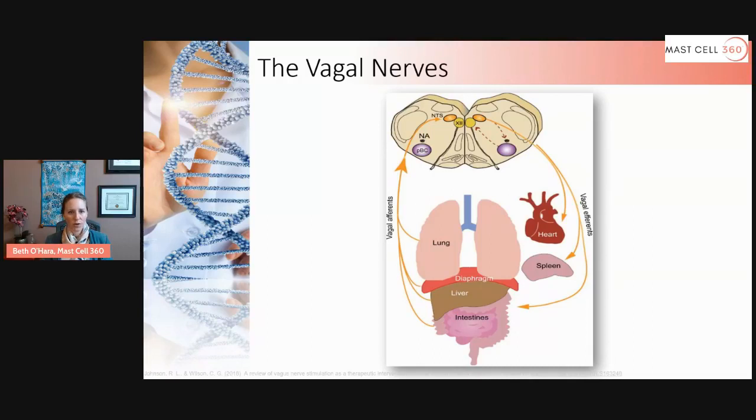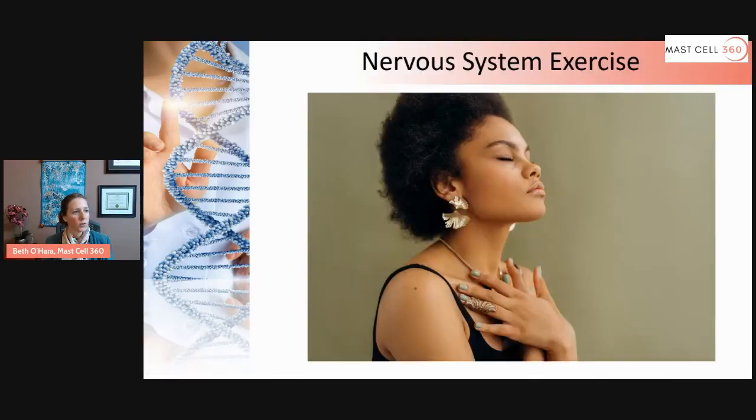And I'm going to show you how I do that here in a minute. By slowing myself down, the mast cell inflammation in my hands will start to calm down. My gut will start to improve. So you all can do this as well. And let's talk about that. So I want to teach you a nervous system exercise here.